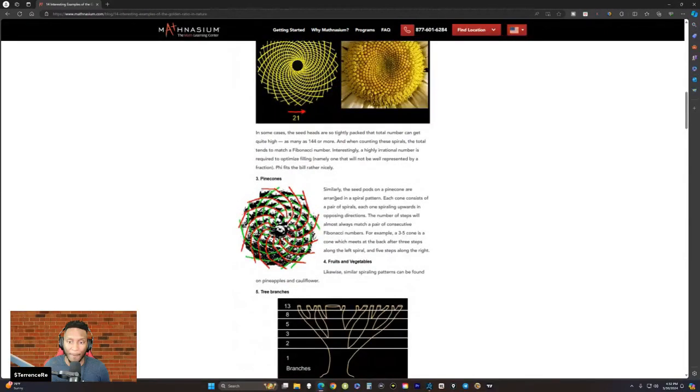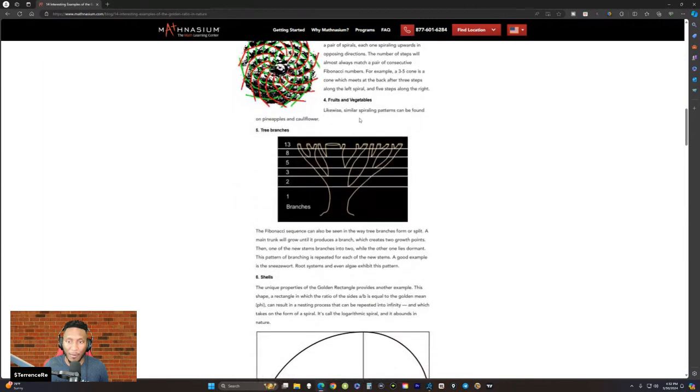Pine cones, similarly, the seed pods on a pine cone are arranged in a spiral pattern. So it's saying, for example, a 3-5 cone is a cone which meets at the back after 3 steps along the left spiral and 5 steps along the right. Fruits and vegetables. It says, likewise, similar spiraling patterns can be found on pineapples and cauliflower.